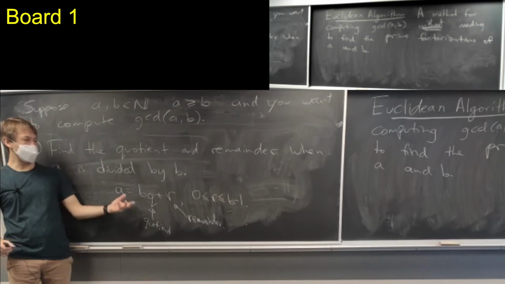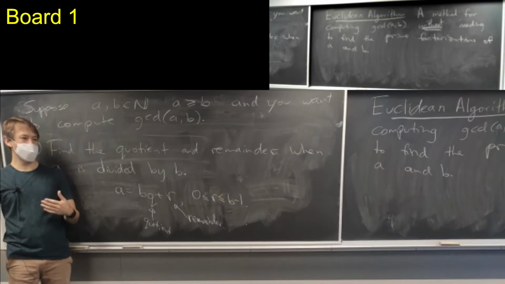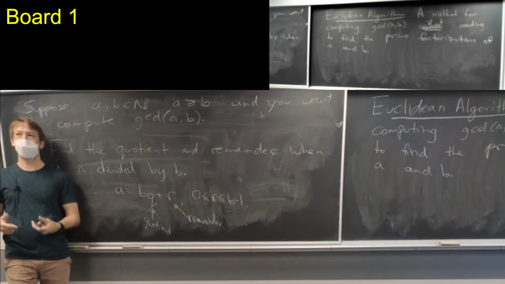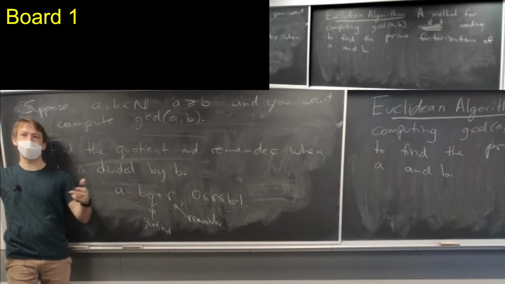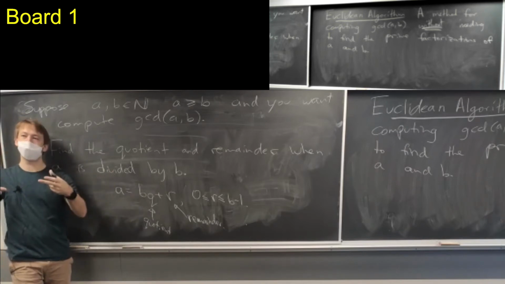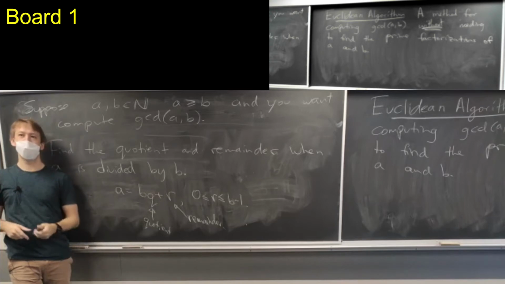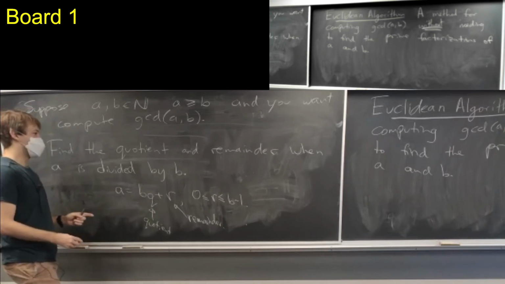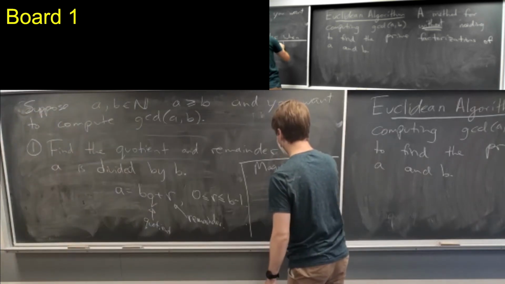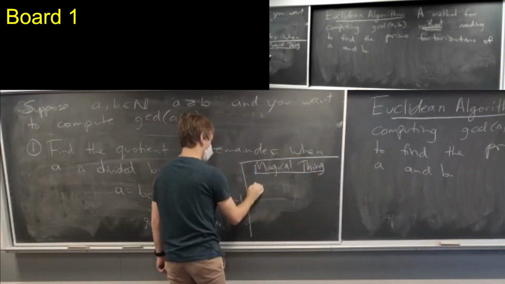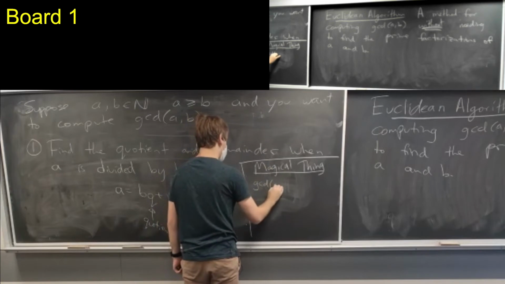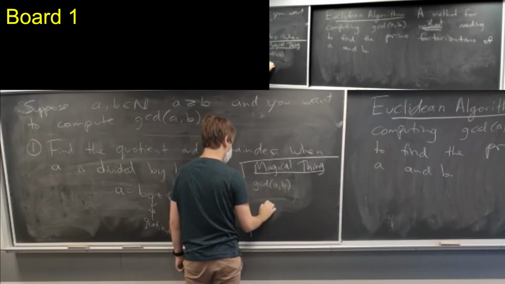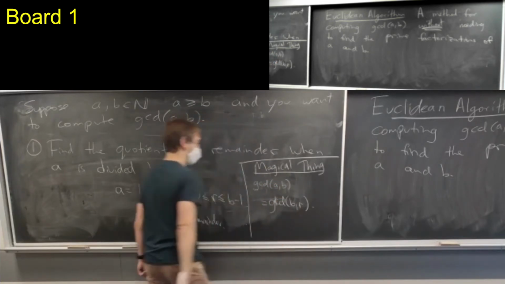The reason is, if r was bigger than b, we would have a remainder bigger than b. We could pull out another b from a, right? And you'd get a bigger quotient. So here's the magical thing, which makes the Euclidean algorithm work. The GCD of a and b is going to be equal to the GCD of b and r.